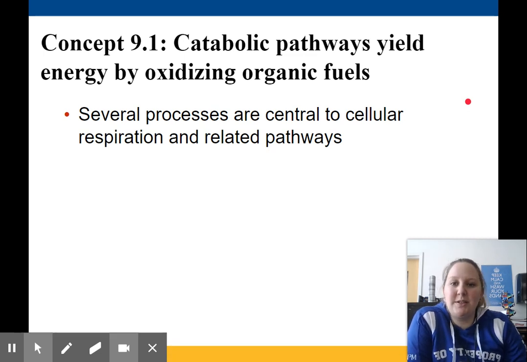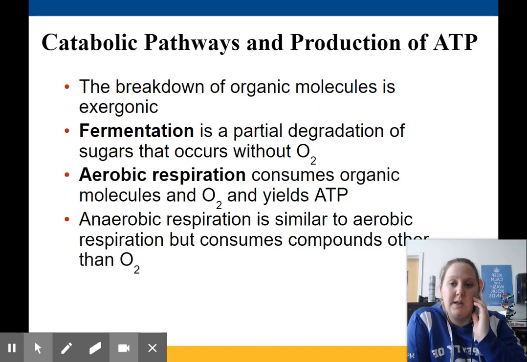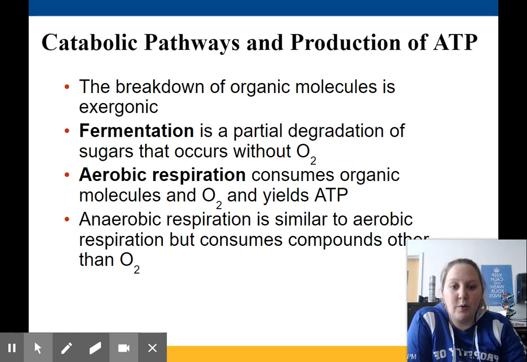Chapter 9.1 is all about how catabolic pathways yield energy by oxidizing organic fuels like glucose. Several processes are central to cellular respiration and their related pathways. These are catabolic pathways, and their job is to produce ATP. The breakdown of organic molecules is an exergonic reaction.